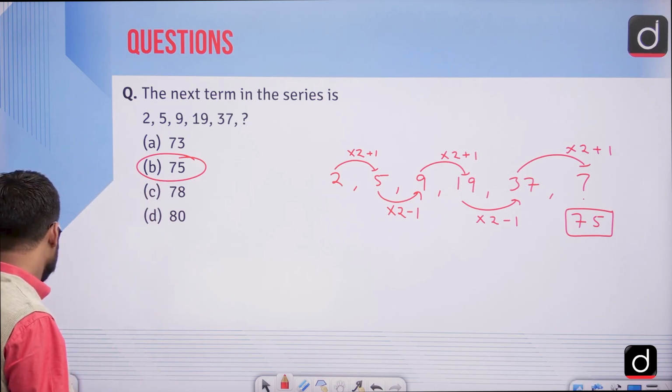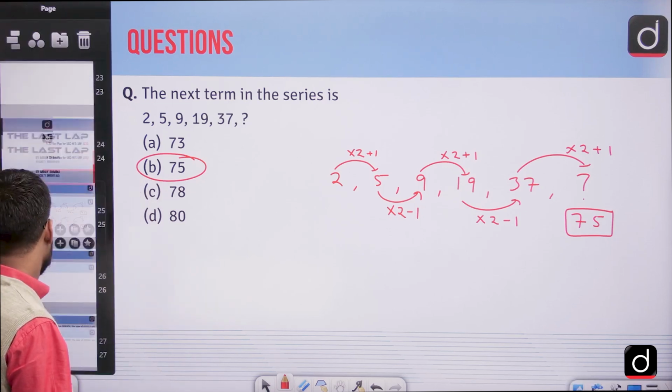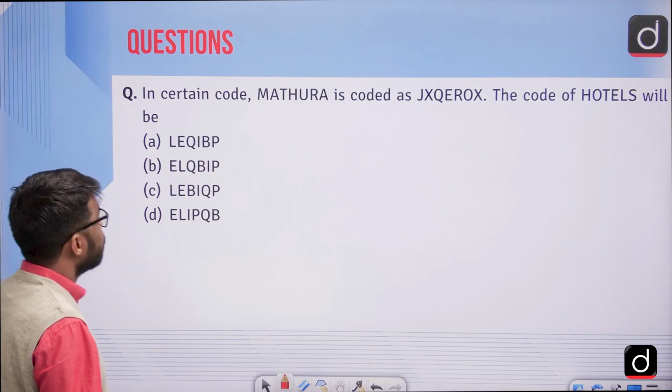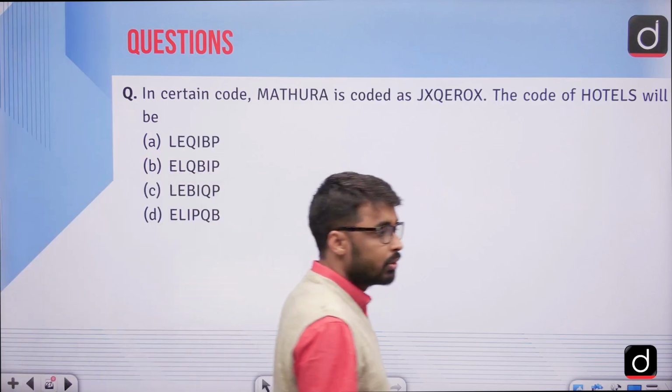All right. Let's move to the next question. This is a question on coding decoding, right?